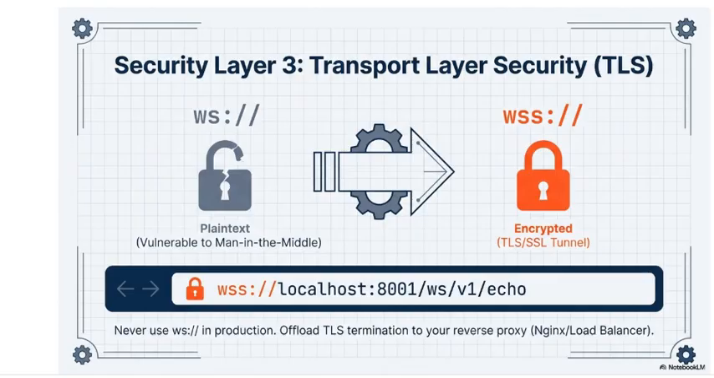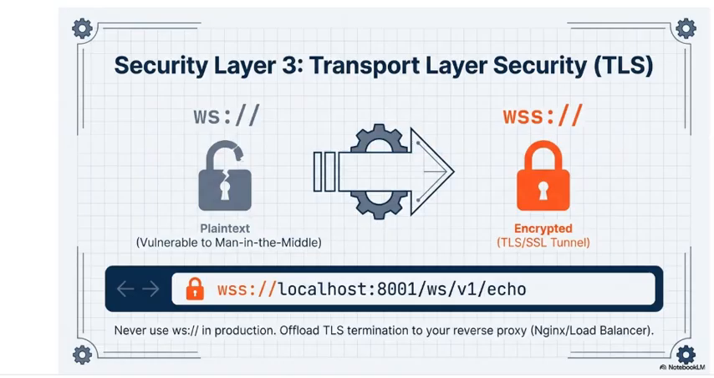This is just non-negotiable. You have WS, which is plain text, and WSS, which is encrypted. It's the same as HTTP versus HTTPS. And the source is blunt. Never use WS in production. Never. Just don't. Always use WSS. You can terminate the TLS at a load balancer like Nginx, but the connection from the user to your infrastructure must be encrypted. So we've covered a ton of ground.